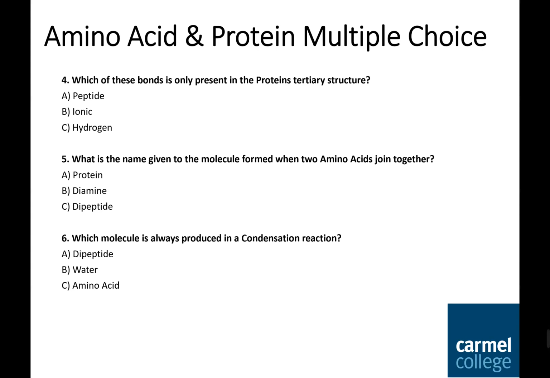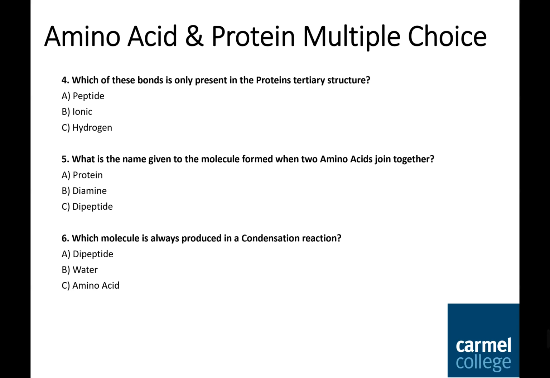Question 5, what is the name given to the molecule formed when two amino acids join together? It is a dipeptide molecule. Remember, a protein is when many amino acids, a long chain of amino acids, are joined together by peptide bonds. If it's just two amino acids joined together, it's a dipeptide. We can obviously add more amino acids to that dipeptide and turn it into a protein.